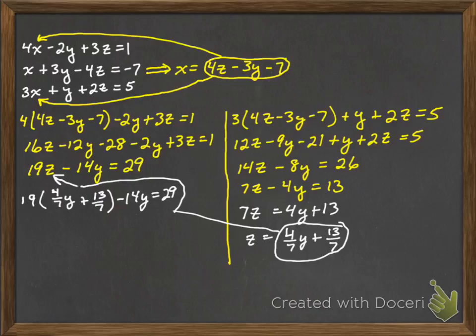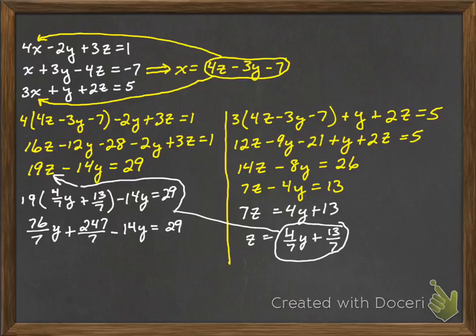All right, distributing, 19 times 4 is 76/7 y. 19 times 13 is 247/7. 19 times 14 is 260. I'm sorry, we don't have to multiply those together. That's just going to be minus 14y equals 29.